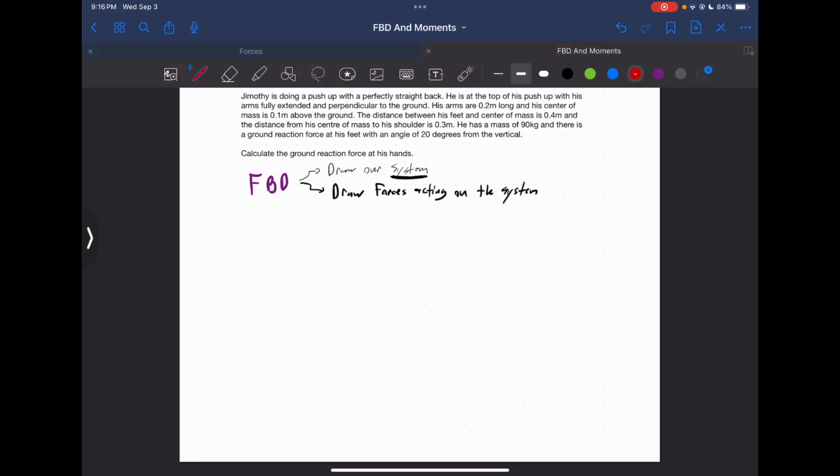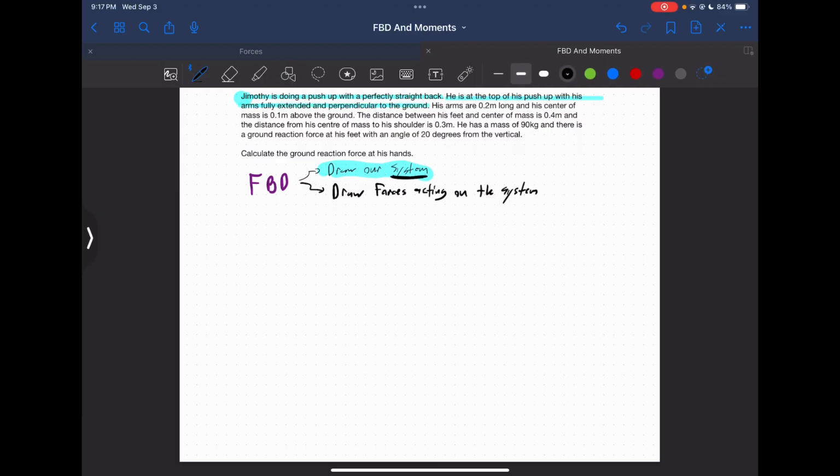Okay, welcome back. Sorry about that. So to draw the free body diagram, we are going to draw our system, right? First step, draw our system. So we can read the question. Jimothy's doing a push-up with a perfectly straight back. Okay, he is at the top of his push-up with his arms fully extended perpendicular to the ground.